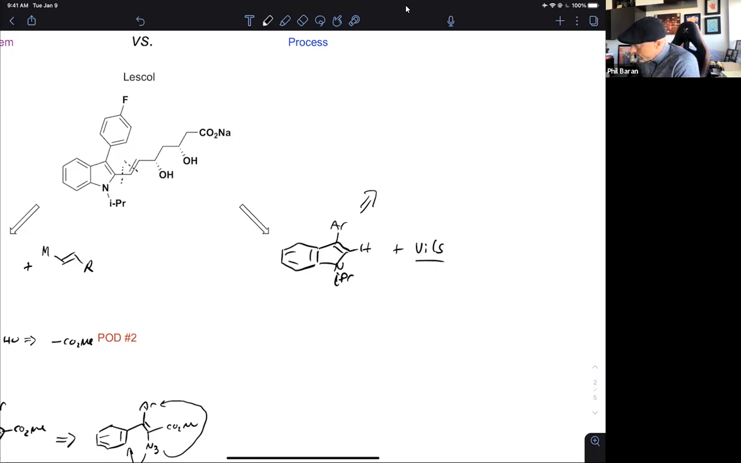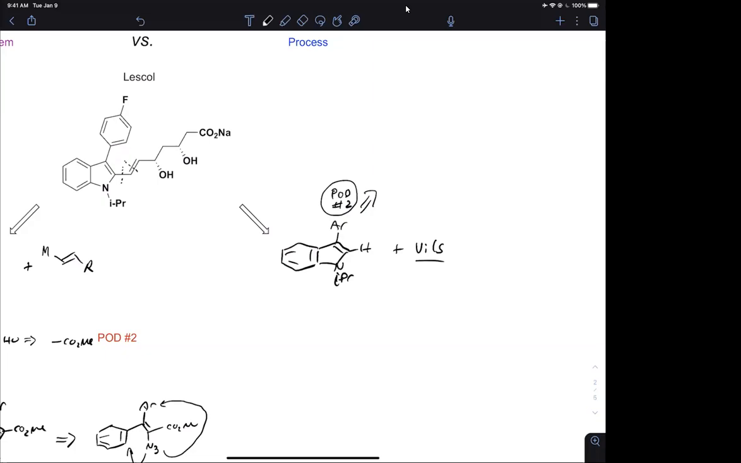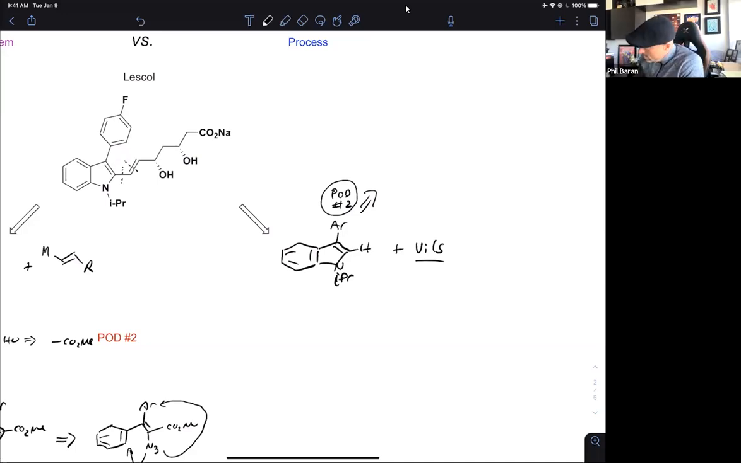And so for that, I guess we need to turn to problem of the day number two. What in that box of strategery is going to be a reaction that can enable us to install the isopropyl during the process or before the process of indole synthesis? Any suggestions? Maybe Kelly? Or Nyun? Yeah. What do you say?